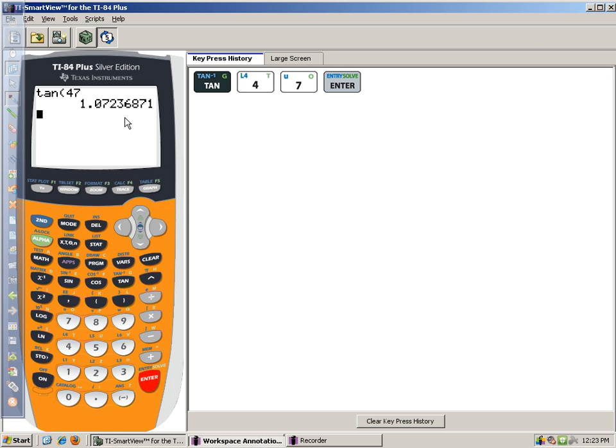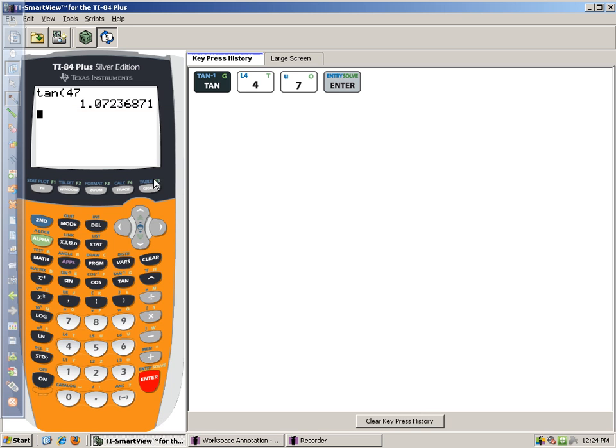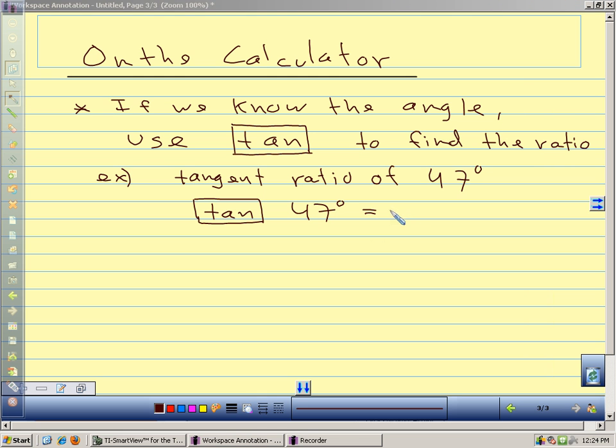If your calculator doesn't tell you that, it might be in the wrong mode, and we need to make sure it's in the right mode. We can talk about the modes of your calculator if you want to ask me about it in a little bit. So I just plug that into the calculator, and that is about 1.07. So if we have the angle and we want the tangent ratio, we use the tangent button on our calculator. We'll do another one of these.